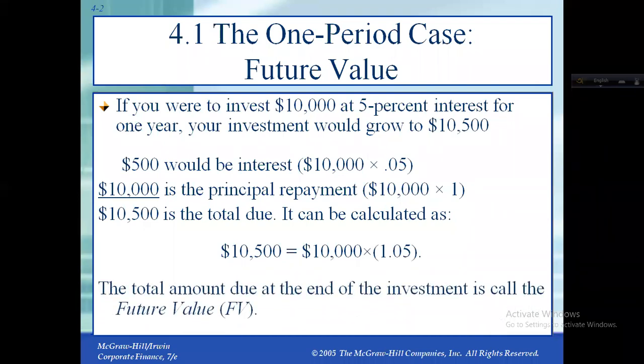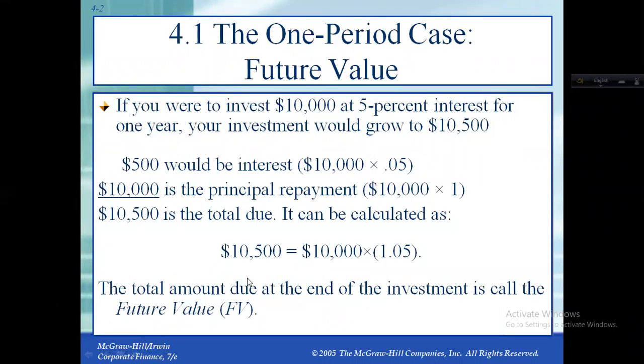If you were to invest $10,000 at a 5% interest rate for 1 year, your investment would grow to $10,500. So 500 would be interest, $10,000 times 0.05, and 10,000 is the principal payment. That means that is the present value, and 10,500 will be the future value. So the future value is the end of the investment.